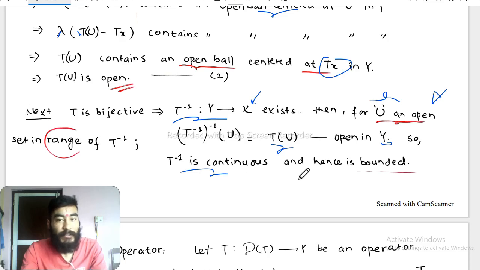Since T inverse is continuous, T inverse is bounded, and hence the bounded inverse theorem is proved.